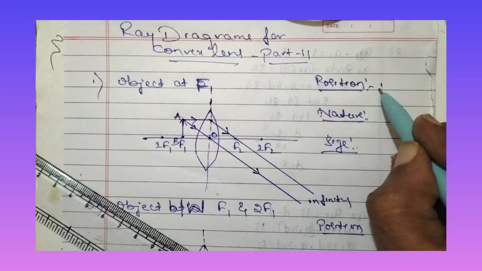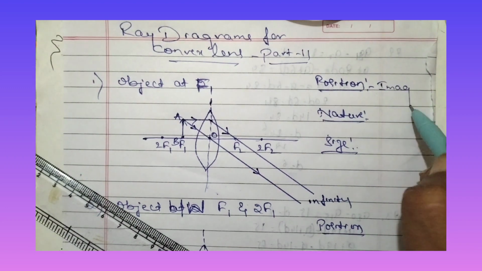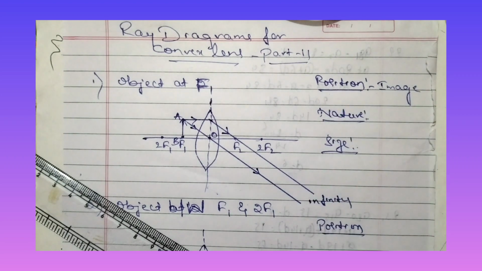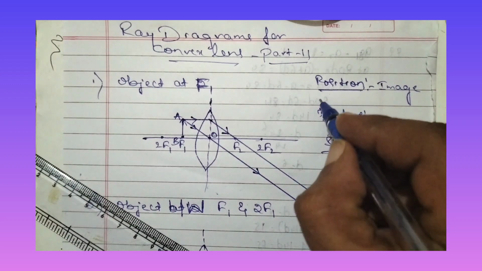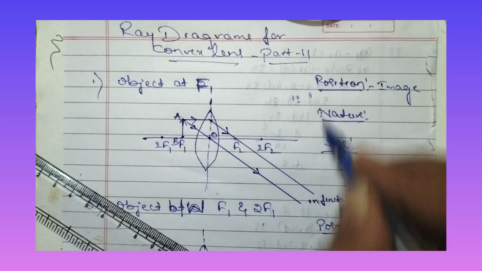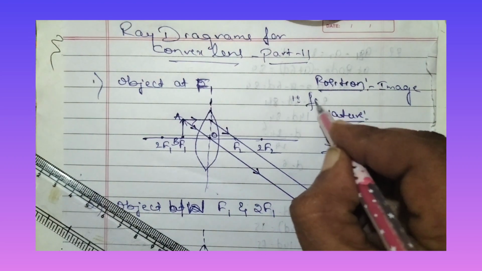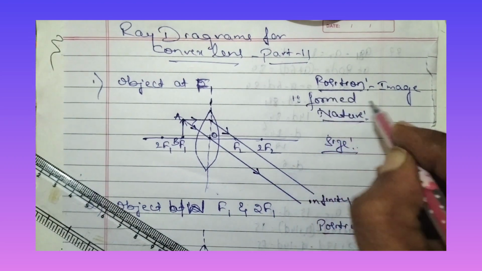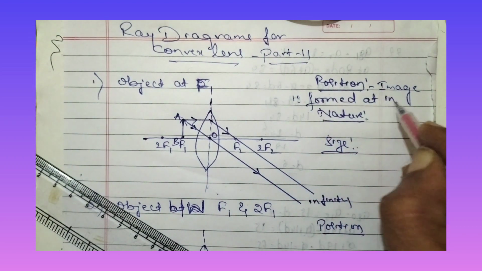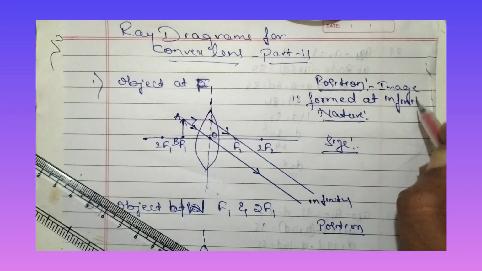What is the position of the image? The image is formed at infinity. That is the position of the image.